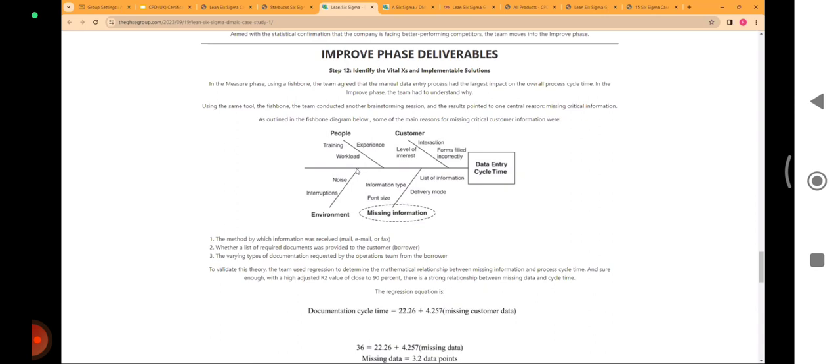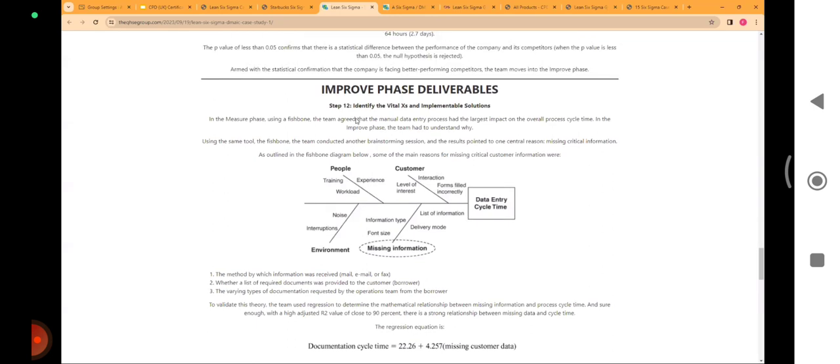Okay, so in the improvement phase now, you have to identify the vital Xs and implementable solutions. That is what you want to do here. In the improvement phase, we want to determine how I can fix these root causes. So in order to identify these vital Xs and to determine the solutions, we have to go back to the measurement phase.